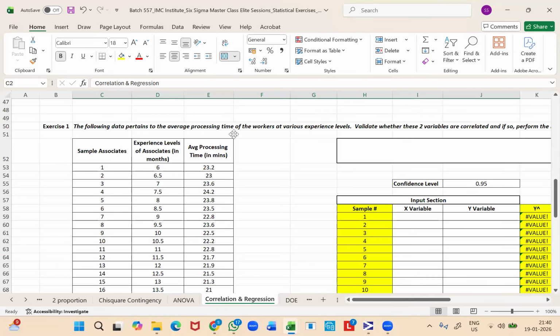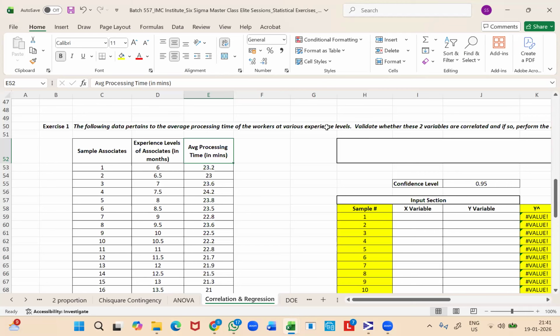So the two variables that are provided here are experience levels of the associates in months and the average processing time in minutes. So just now we saw that logically speaking, these two variables will have negative correlation. So as the experience levels of the associates increases, the associates will be able to execute the process within a shorter time frame. So experience levels and the average processing time, logically speaking, would be negatively correlated.